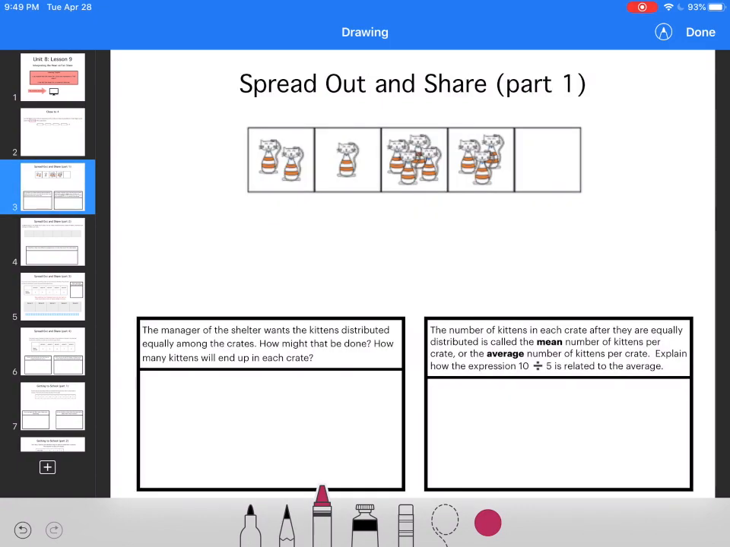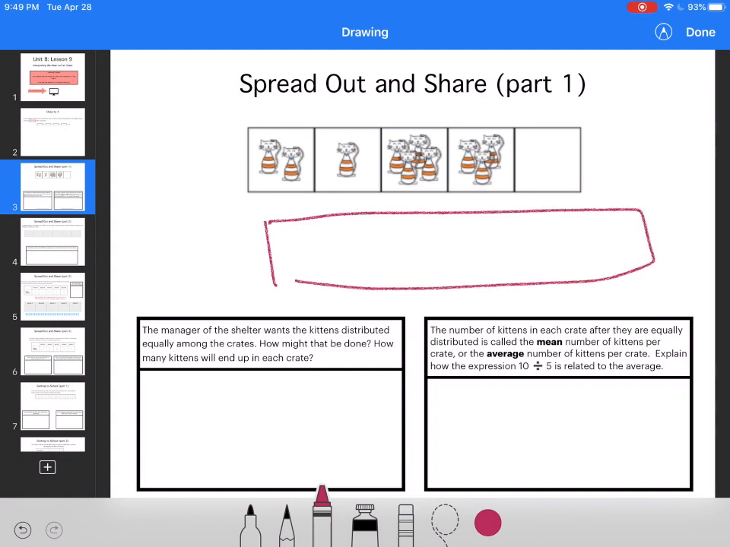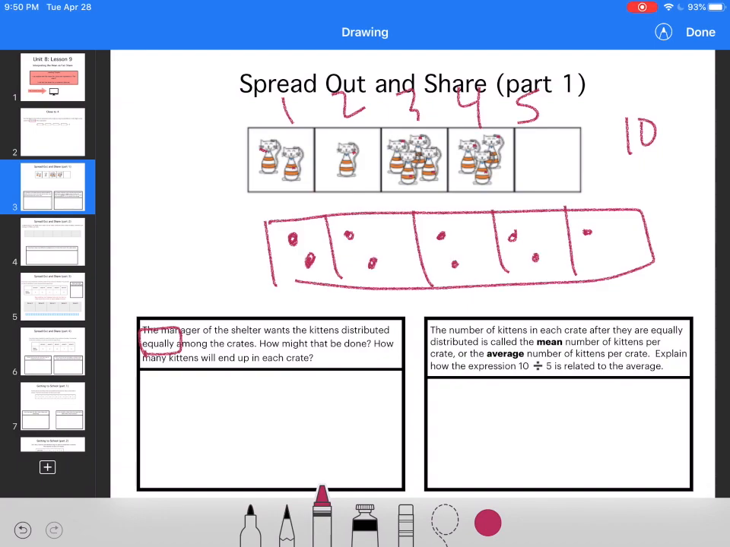So it says the manager of a shelter wants the kittens distributed equally amongst the crates. How might this be done? How many kittens would end up in each crate? Well, I know that I have 5 crates, 1, 2, 3, 4, 5. And I have 1, 2, 3, 4, 5, 6, 7, 8, 9, 10 kittens. So I have to split them, and they want them to be split equally. So that means I have to put the same number of kittens in each one. So I'm going to put kittens. So that's 5 kittens. 6, 7, 8, 9, 10.